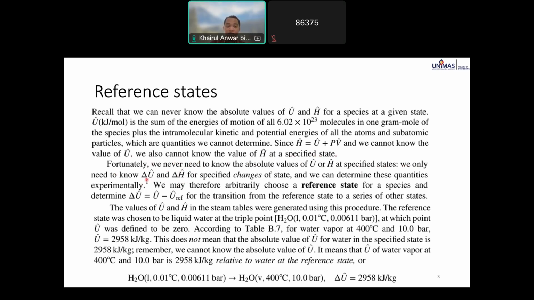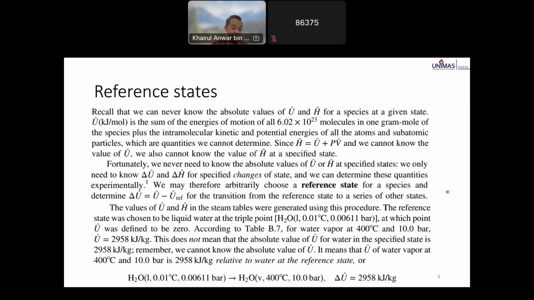So the delta refers to a change of, there's a limit or something to refer to, which we call a reference state. So when we do the energy balance, we need to choose the reference state as something to base upon when we do the calculation.